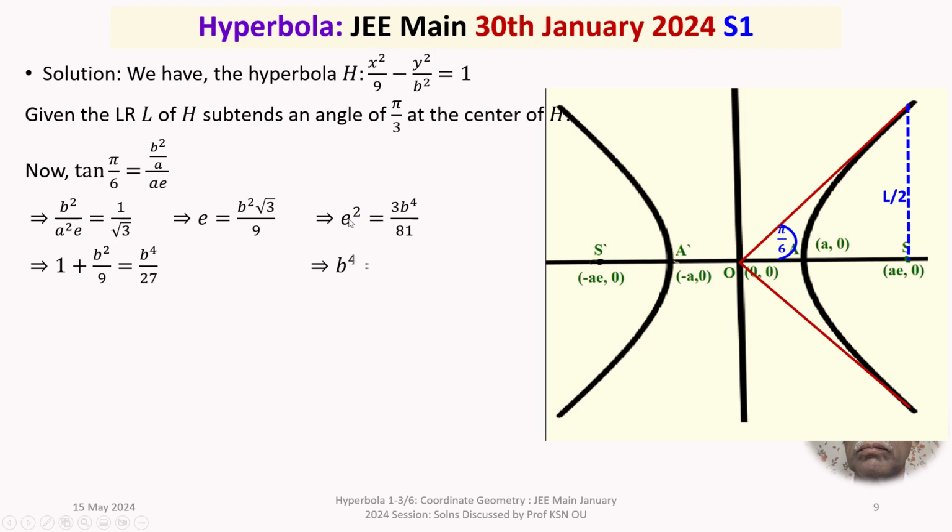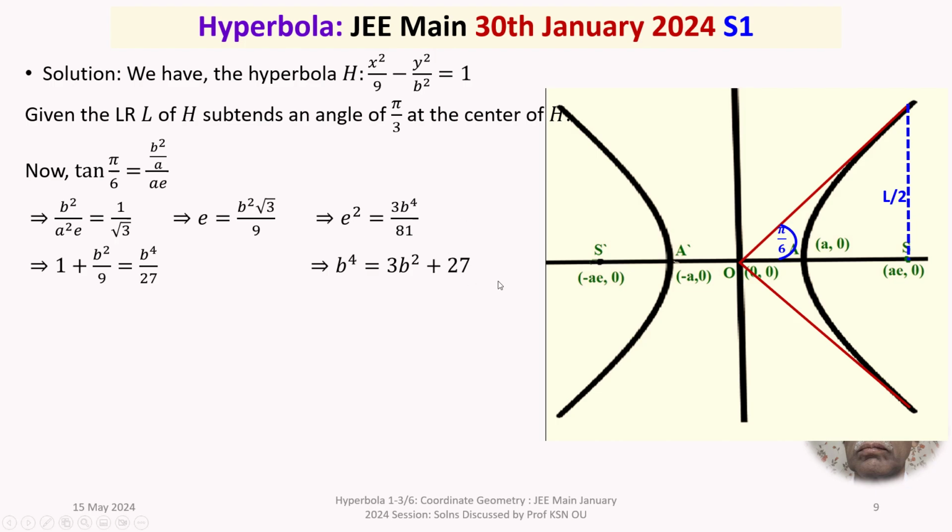Now, what is e square? The eccentricity square is 1 plus b square by a square. b square is b square, a square is 9. 1 plus b square by 9 is equal to b to the power of 4 by 27. Take the LCM, then you will get b to the power of 4 is equal to 3b square plus 27. Now, what is to be obtained? You obtain b square and look at the form that is given in the question.